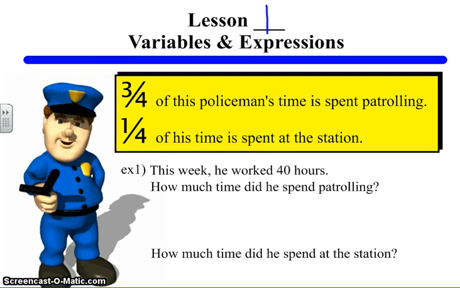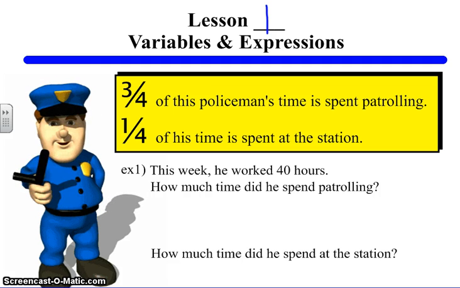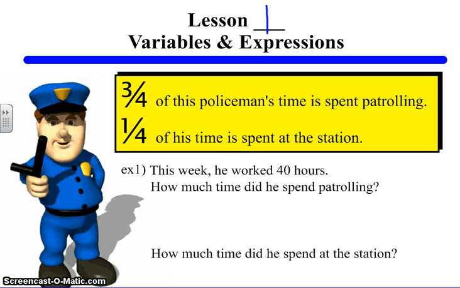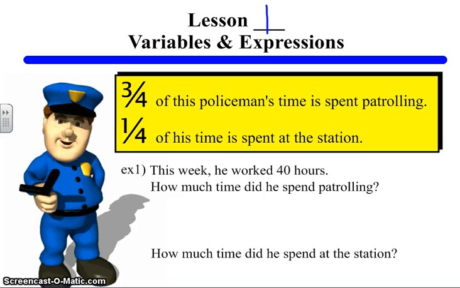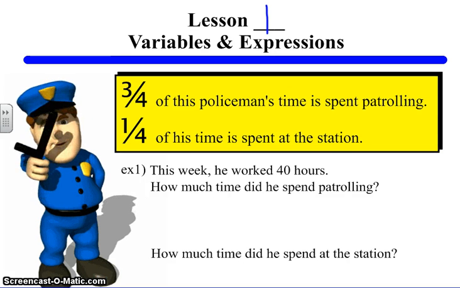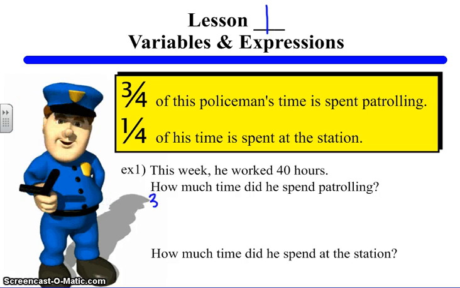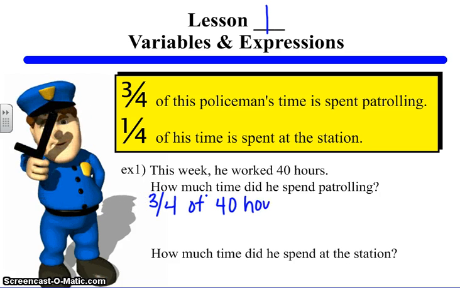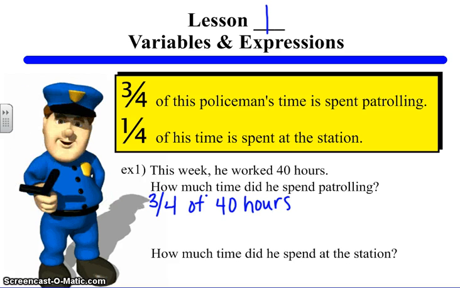In the yellow box, it tells us that 3/4 of this policeman's time is spent patrolling, and 1/4 of his time is spent at the station. So in example 1, they ask us, this week he worked 40 hours. How much time did he spend patrolling? So what we are going to do is take 3/4 of the 40 hours and figure out how much time he spent patrolling.